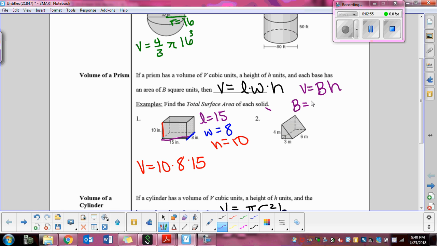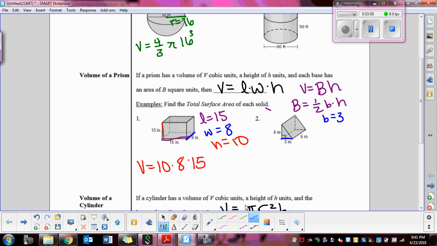Capital B is the area of the base, and the area of a triangle is 1/2 base times height. And the base is 3, and the height is 4. So capital B is 1/2 times 3 times 4. And remember, 3 times 4 is 12. Half of that is 6. So my capital B is 6.